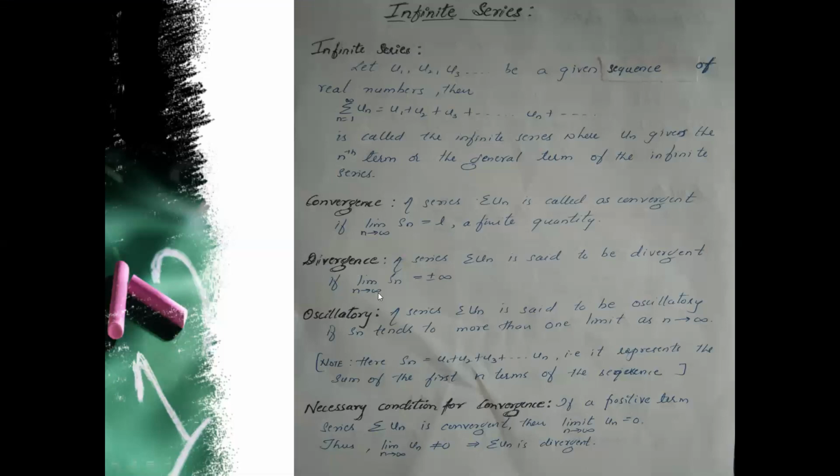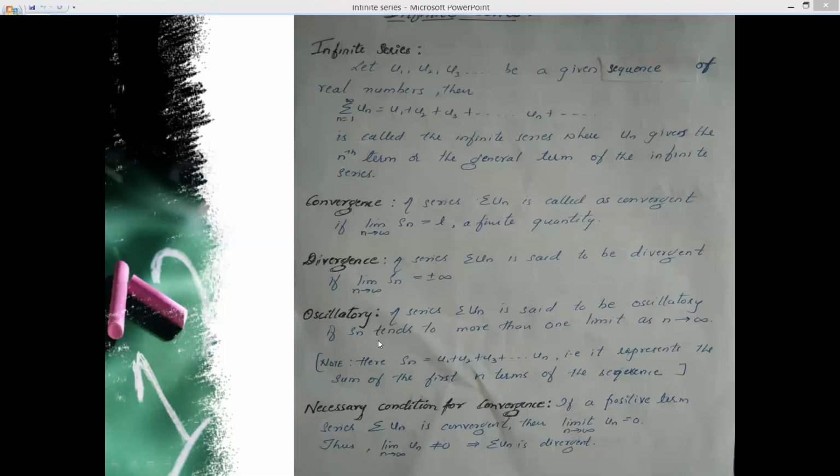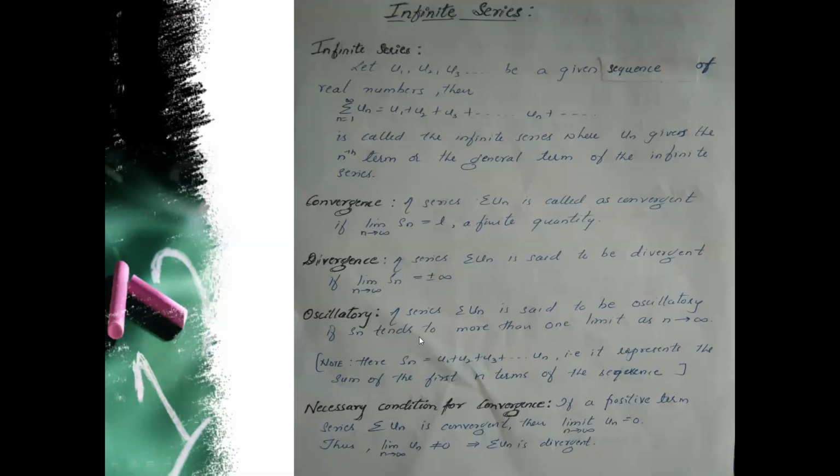Now suppose this limit, that is limit as n tends to infinity of Sn, is plus or minus infinity, then the series is said to be a divergent series. If this limit gives two or more values, that is limit as n tends to infinity of Sn gives two or more values, then the series is said to be an oscillatory series.